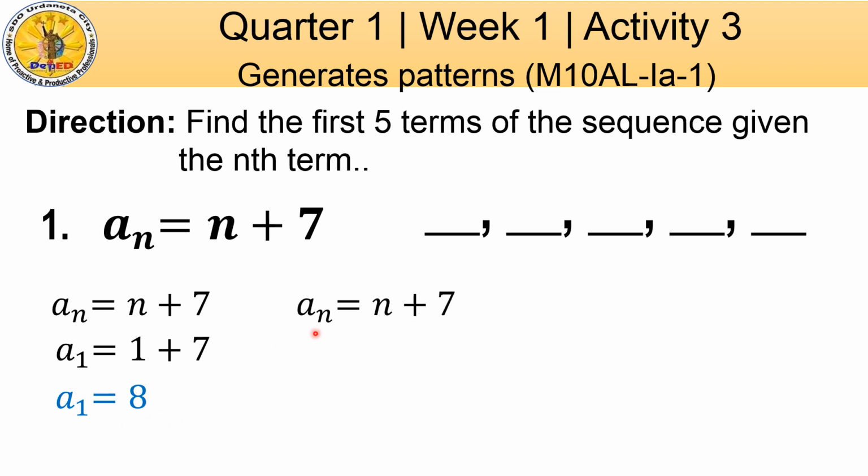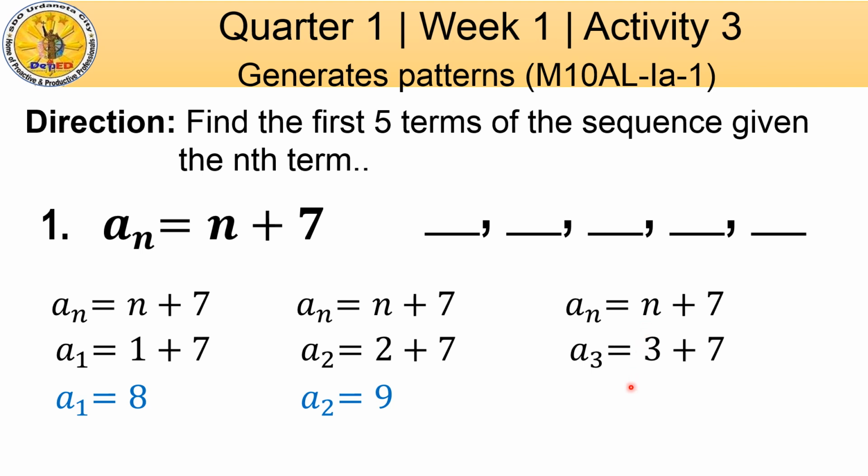To find the value of your second term, replace n by 2. So a sub 2 equal to 2 plus 7, and that is equal to 9. So just the same, to find the value of the third term, replace n by 3, and that is a sub 3 equal to 3 plus 7, and that is equal to 10. So your first term is 8, your second term is 9, and your third term is 10.